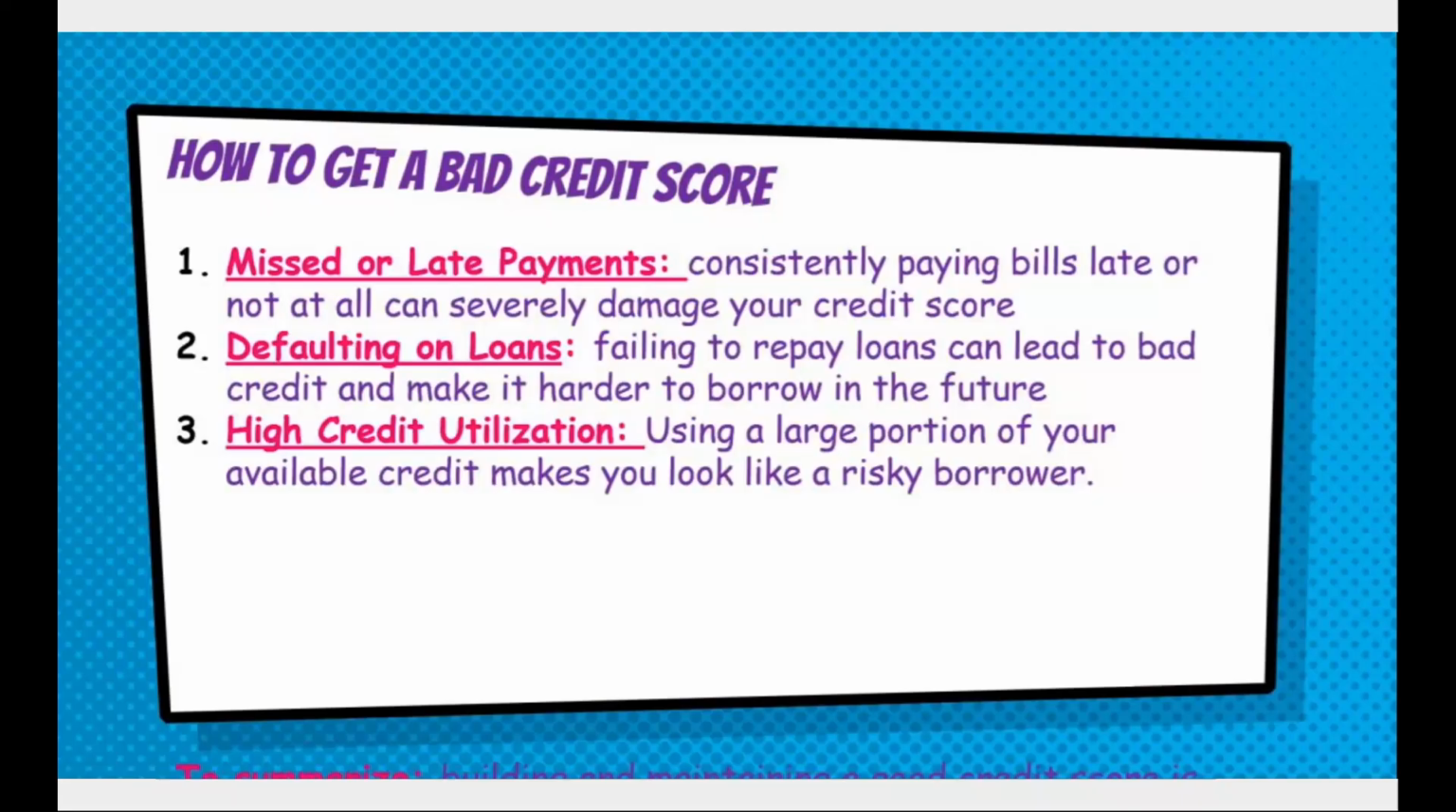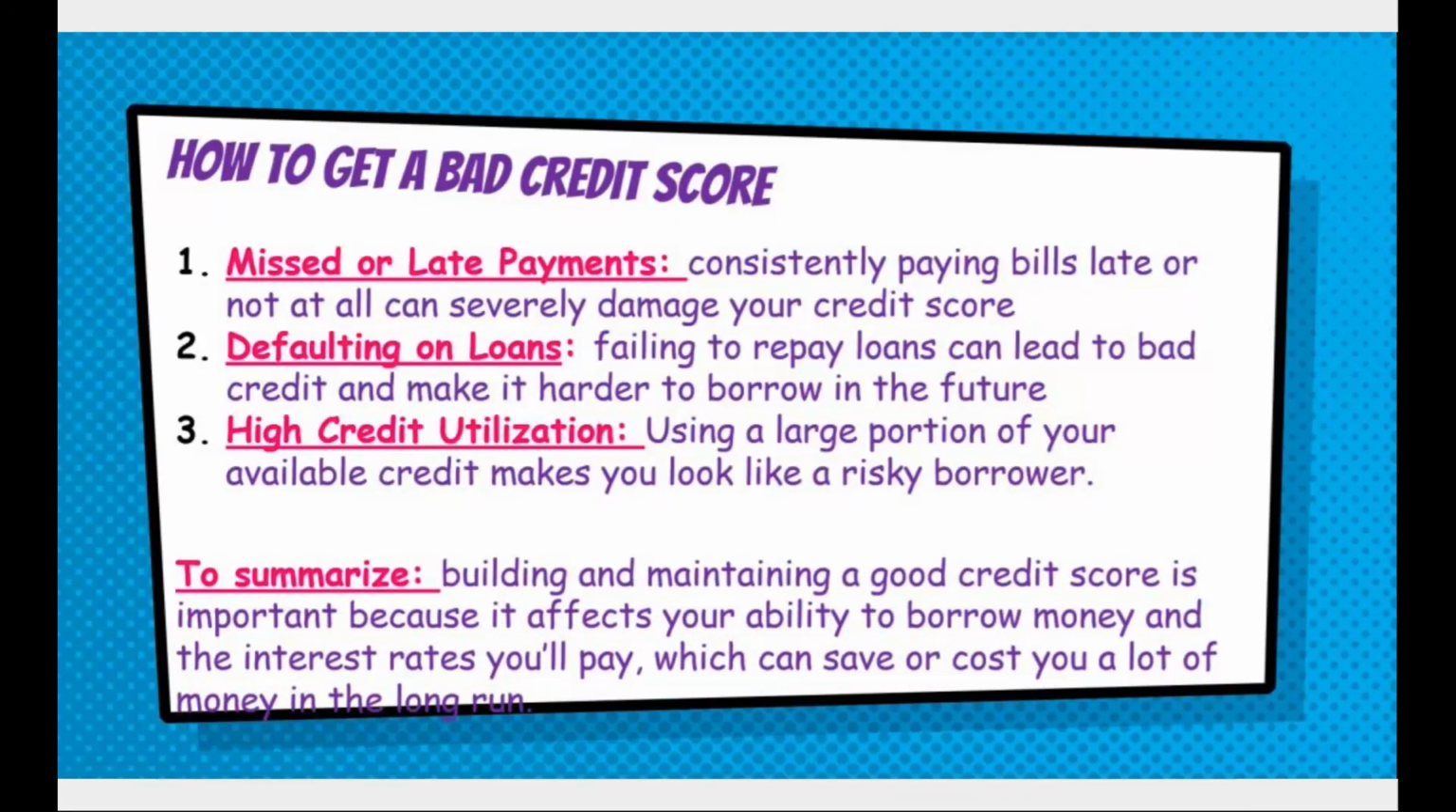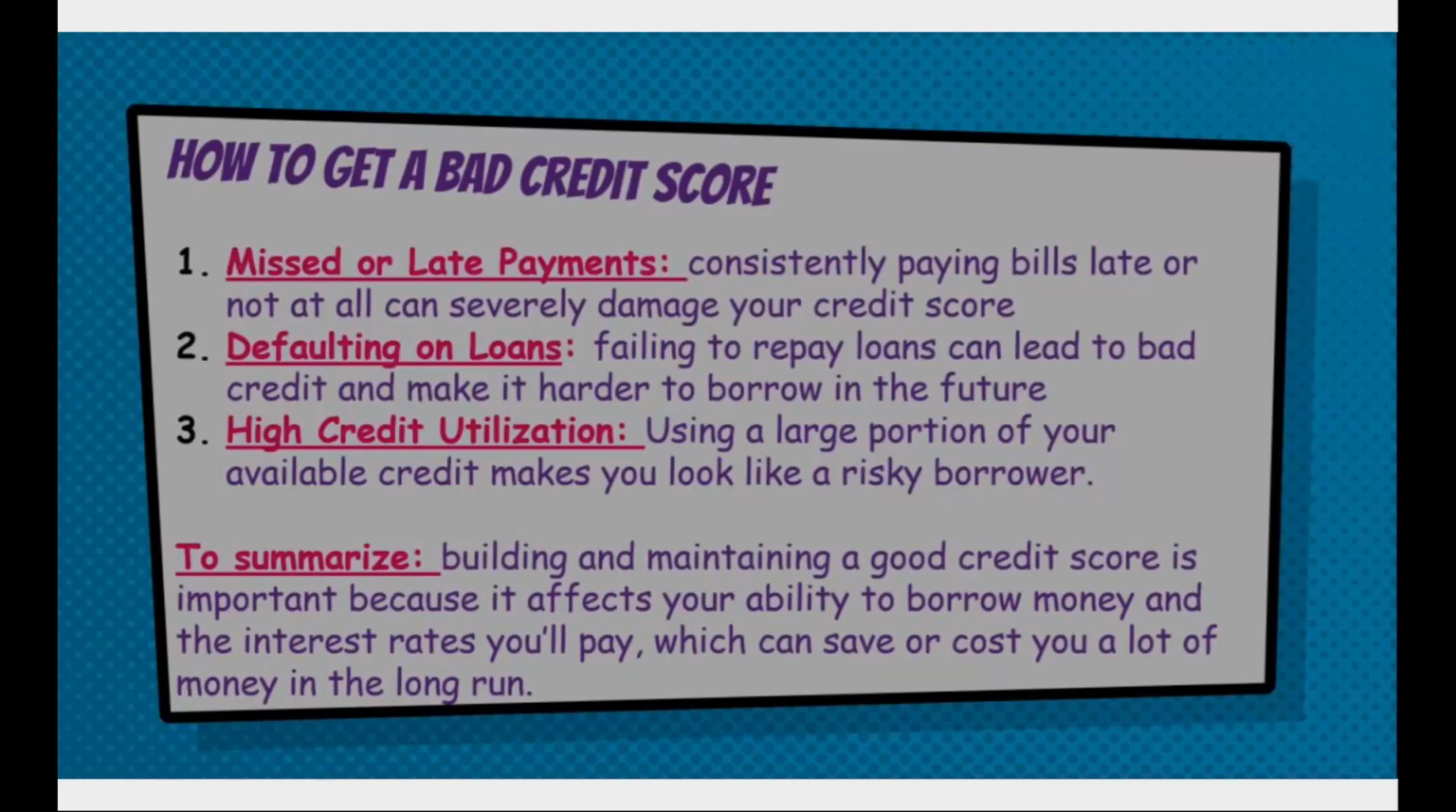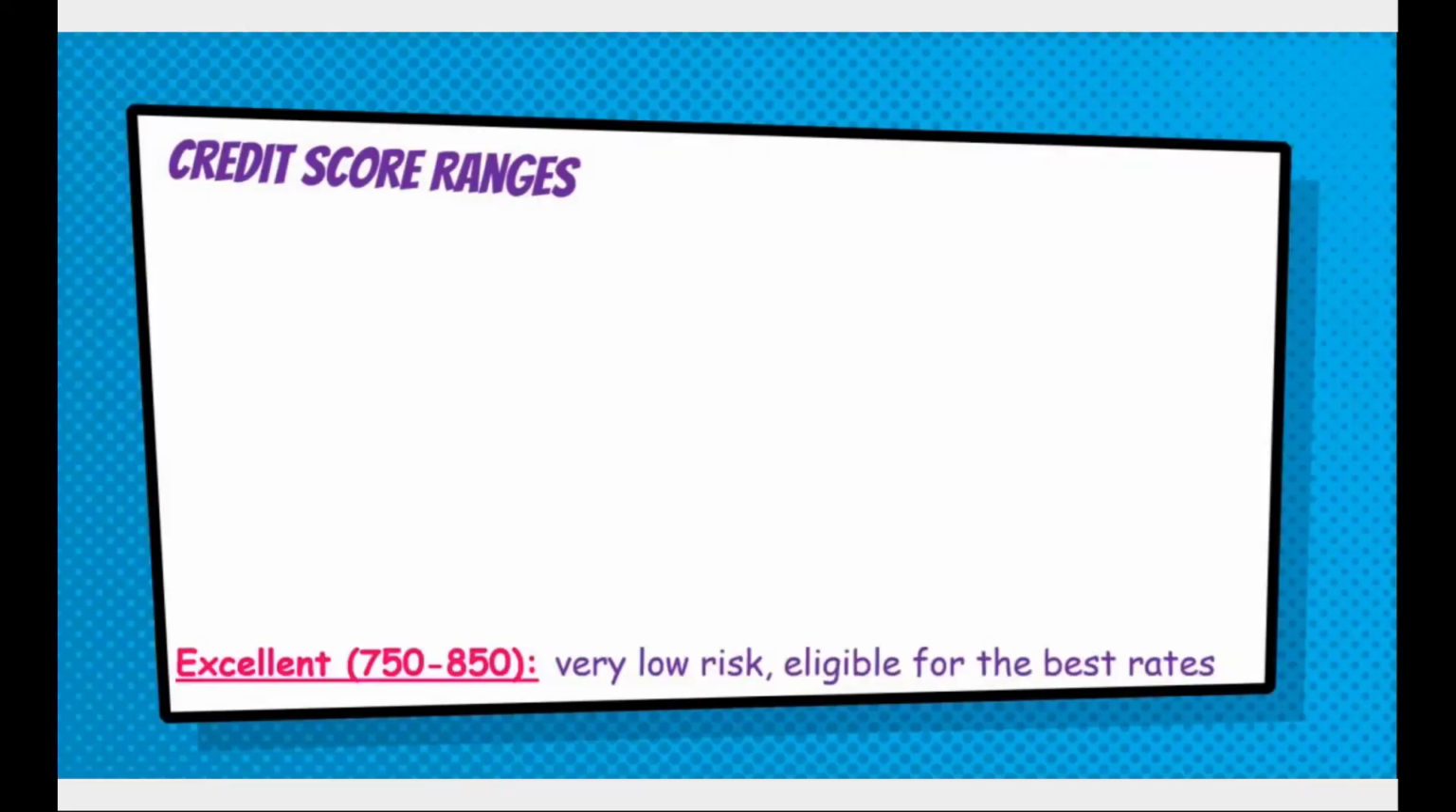Well, those 3 months of payments that you skipped out on, on your rent or something like that, can affect your credit score and cause you not to be able to get approved for a loan for a house. Also, high credit utilization. Using large portions of your available credit makes you look like a risky borrower. So to summarize, building and maintaining a good credit score is important because it affects your ability to borrow money and the interest rates you'll pay, which can save or cost you a lot of money in the long run.